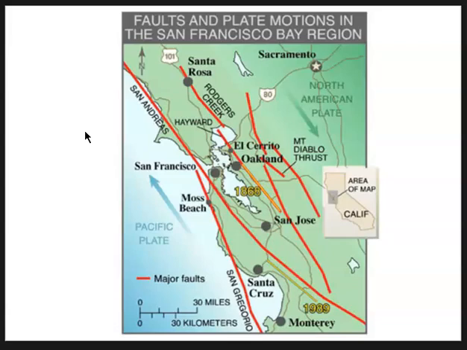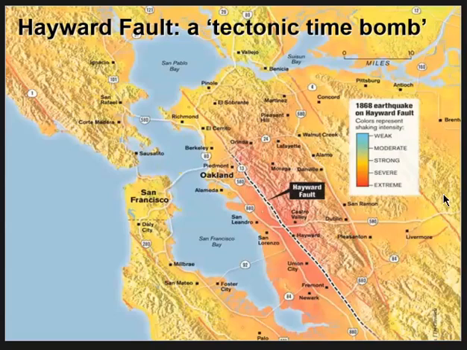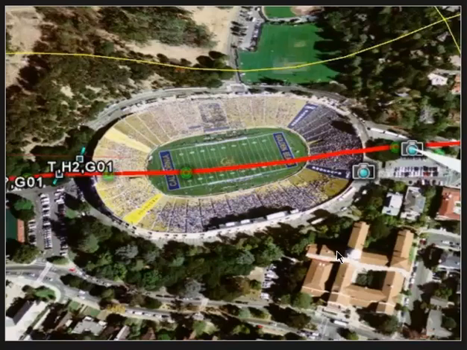A big one is the Hayward Fault, and the last major earthquake that was on the Hayward Fault was in 1868. So scientists really believe that this fault is like a ticking time bomb, or a tectonic time bomb as they like to call it, just because of how long it's been since a major earthquake occurred on it. And the coloration here is showing you the intensity of the earthquake in 1868 that was along the Hayward Fault. So the red color is extremely intense and the blue is weak. So as you can see, everywhere around there had experienced pretty strong shaking.